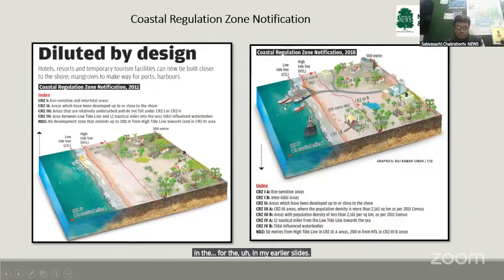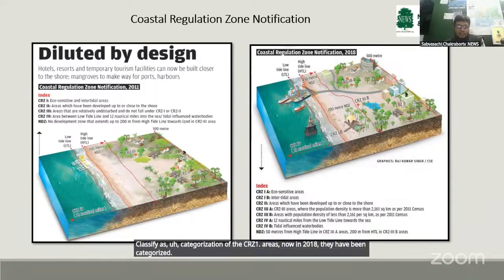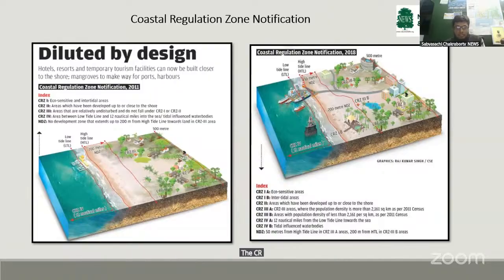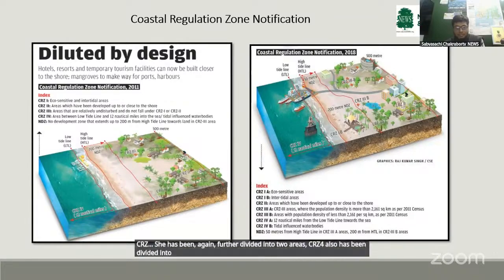CRZ1, CRZ2, CRZ3. These have been further classified in 2011. There was no categorization of the CRZ1 areas. Now in 2018 they have been categorized. CRZ3 has been further divided into two areas. CRZ4 also has been divided into two areas.